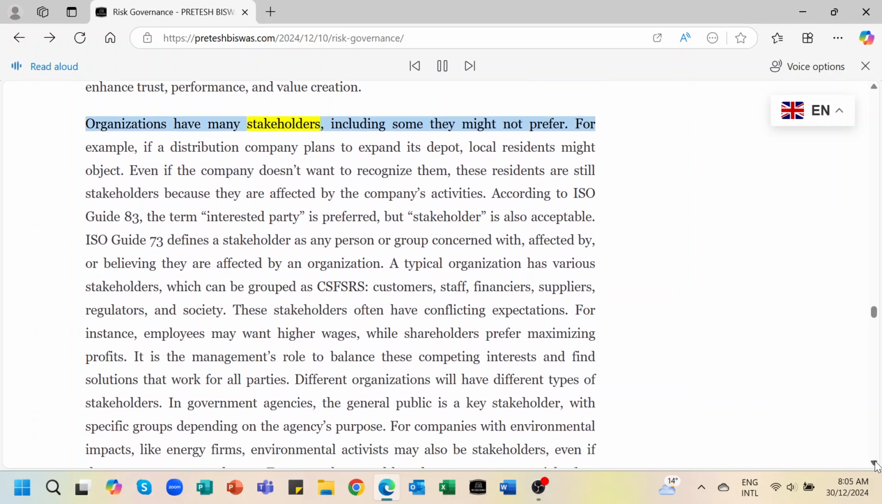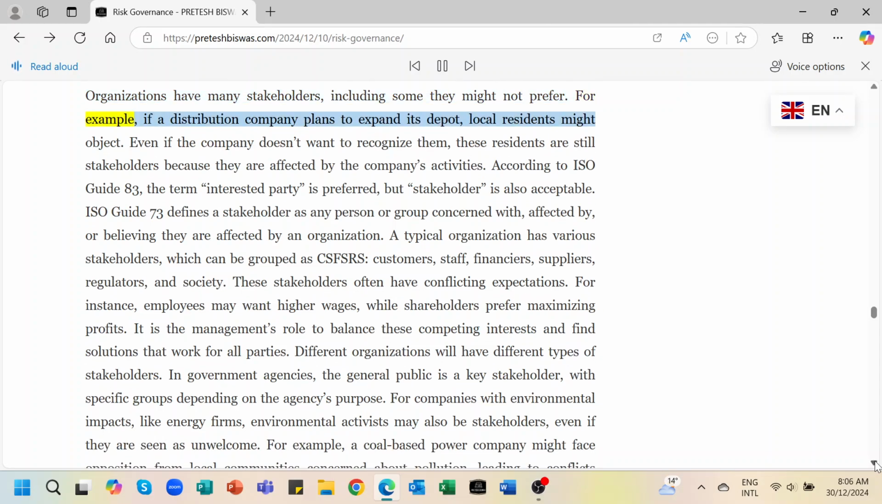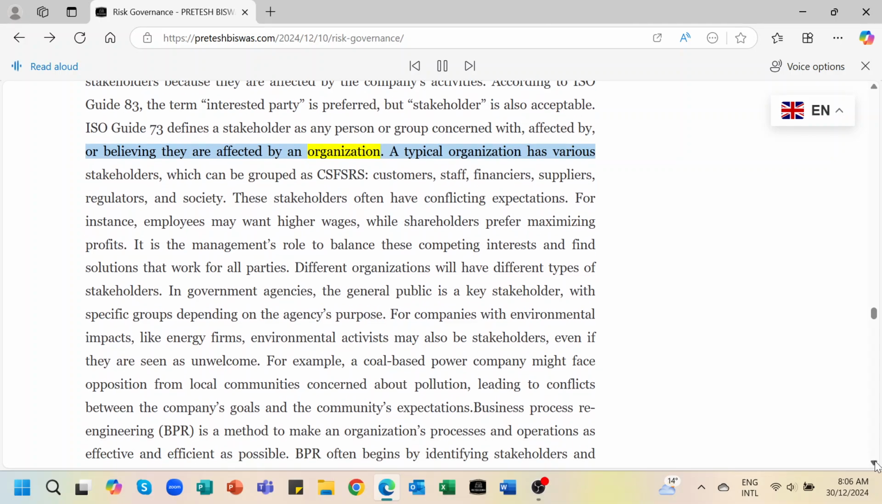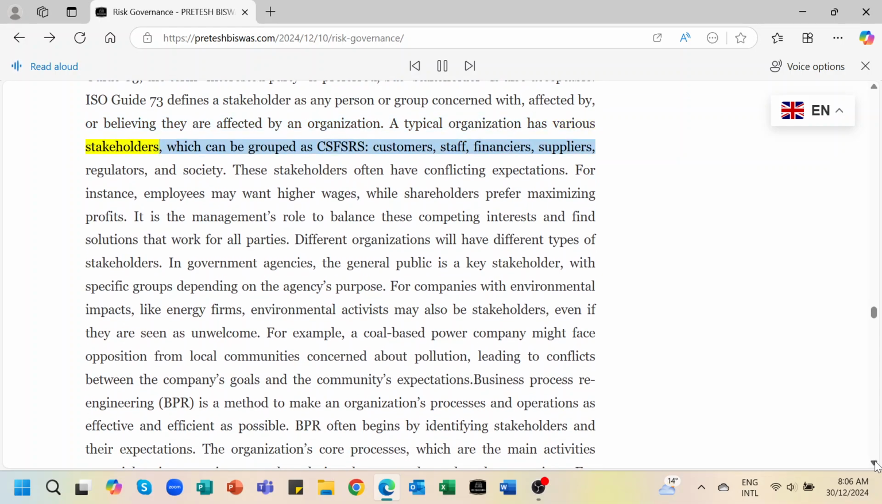Organizations have many stakeholders, including some they might not prefer. For example, if a distribution company plans to expand its depot, local residents might object. Even if the company doesn't want to recognize them, these residents are still stakeholders because they are affected by the company's activities. According to ISO Guide 73, the term interested party is preferred, but stakeholder is also acceptable. ISO Guide 73 defines a stakeholder as any person or group concerned with, affected by, or believing they are affected by an organization. A typical organization has various stakeholders, which can be grouped as CSFSRS: customers, staff, financiers, suppliers, regulators, and society.